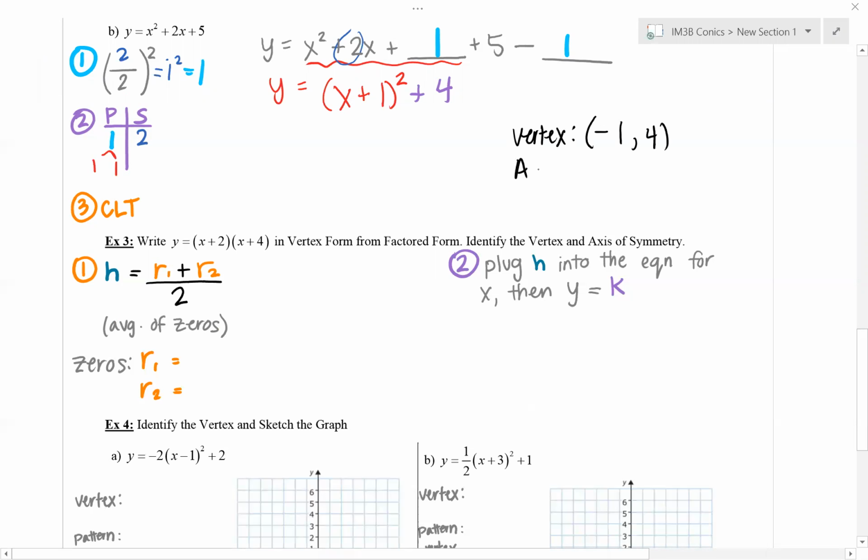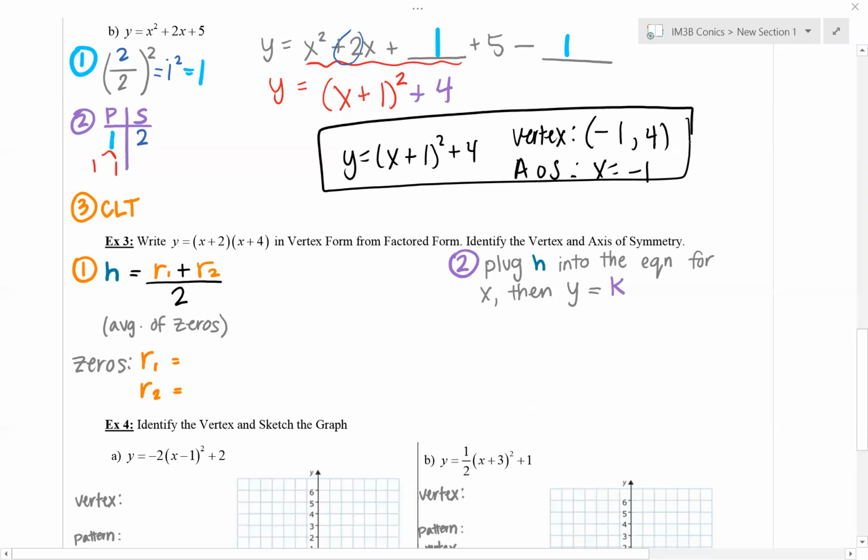And our axis of symmetry is x equals that -1 value. So our answers are the equation, the vertex, and then the axis of symmetry. Okay, so that was us given standard form, and writing vertex form, we had to use completing the square.